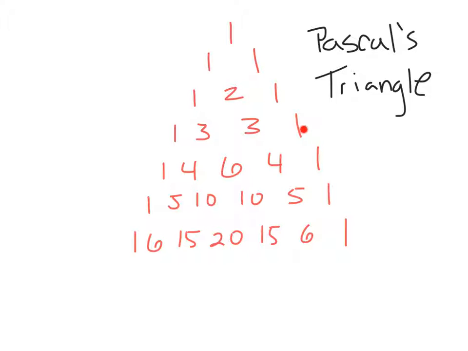And then we drop down the next one, down to the next line. 1 plus 3 is 4, 3 plus 3 is 6, 3 plus 1 is 4, and then we drop down the 1. 1 plus 4 is 5, 4 plus 6 is 10, 6 plus 4 is 10, 4 plus 1 is 5, and we drop down the 1. 1 plus 5 is 6, 5 plus 10 is 15, 20, 15, 6, and 1. So if we want to make the next line, you're going to drop down a 1. Oh, that's a pretty, why did that happen?